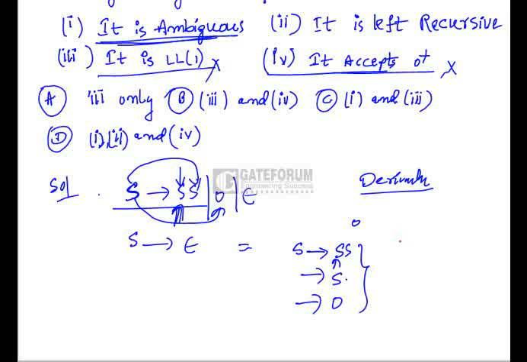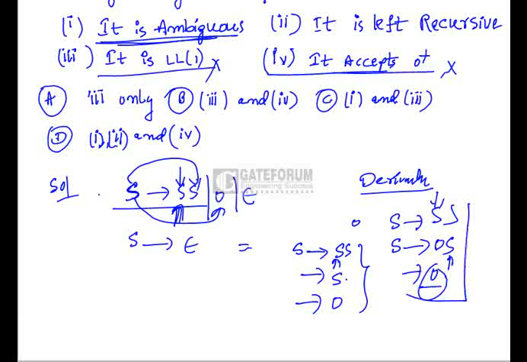Let us go with another sequence that is also possible because it is an ambiguous grammar. S to SS, here the first S I will replace with 0 and the second S I will replace with epsilon. First we take S to SS and this leftmost S is replaced with 0, and again this S is leftmost, this is replaced with epsilon, we got 0. So the same derivation of 0 is possible by going with a different sequence.